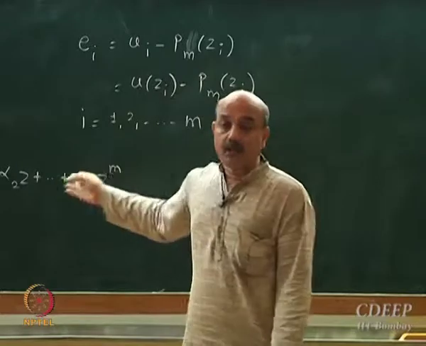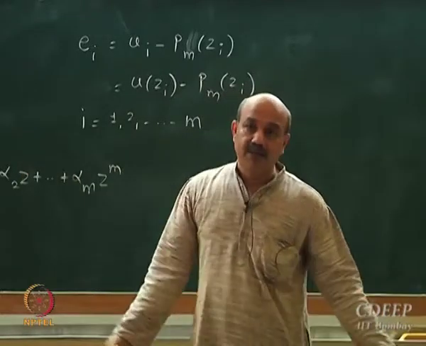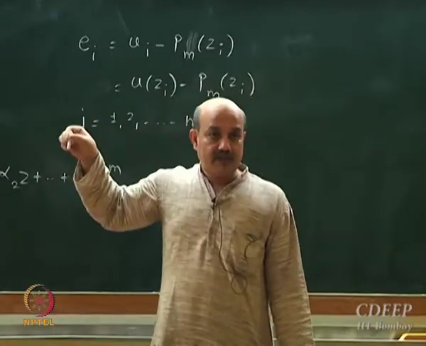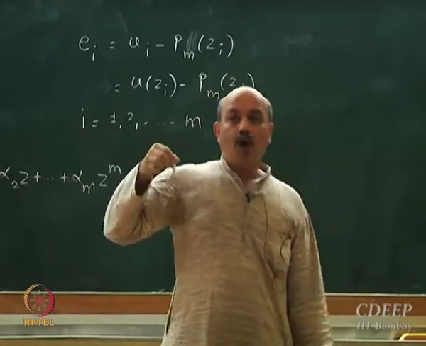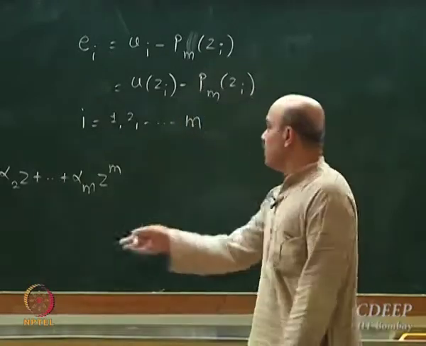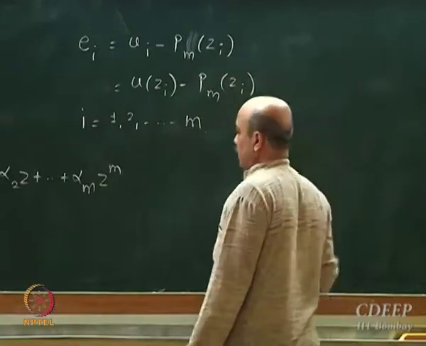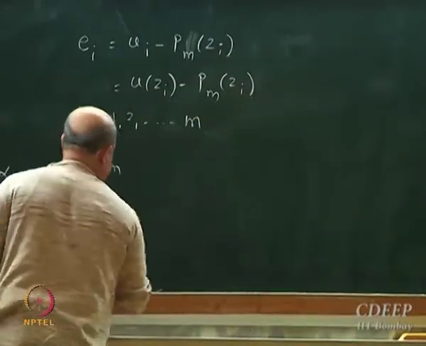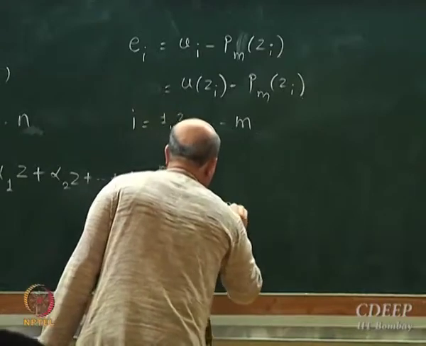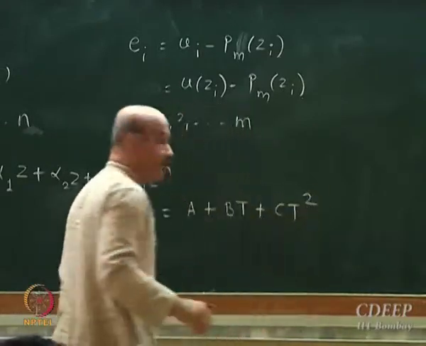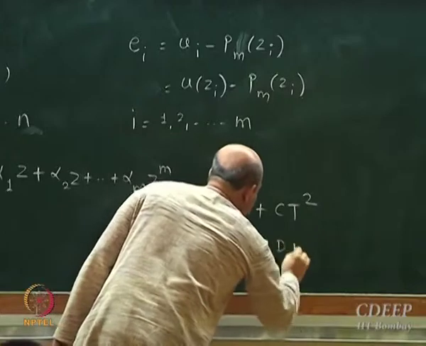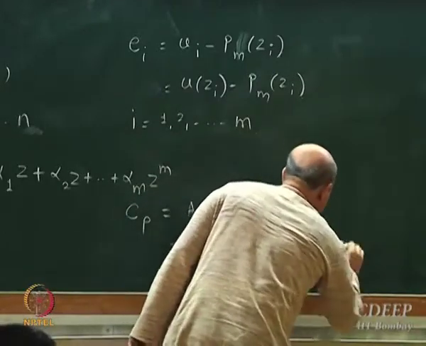You have n points. This n could be a large number of points, n could be 100, n could be 1000. I have a large number of data points. So I know the function value at a large number of points, but I want to fit a polynomial of order 2 or order 3. Okay, a classic example from chemical engineering I would give here is Cp as a function of temperature. We fit Cp as some A plus Bt plus Ct square, or sometimes we fit A plus Bt plus Ct square plus Dt cube.